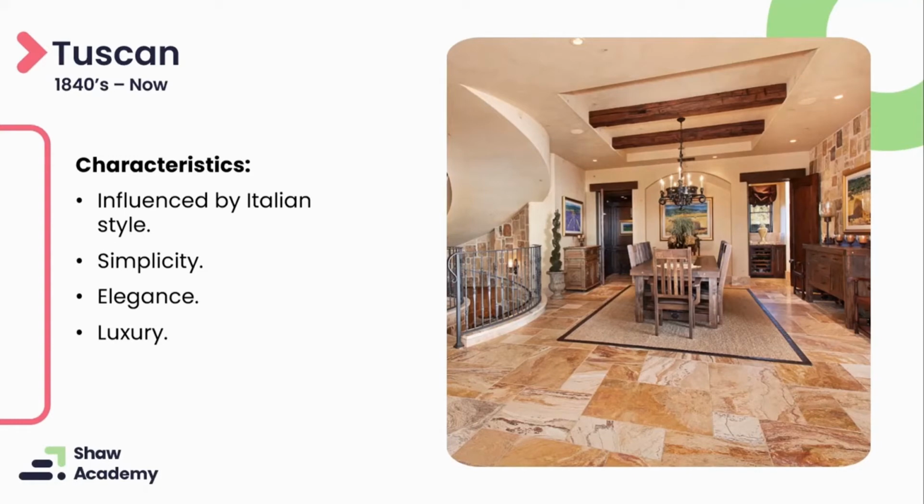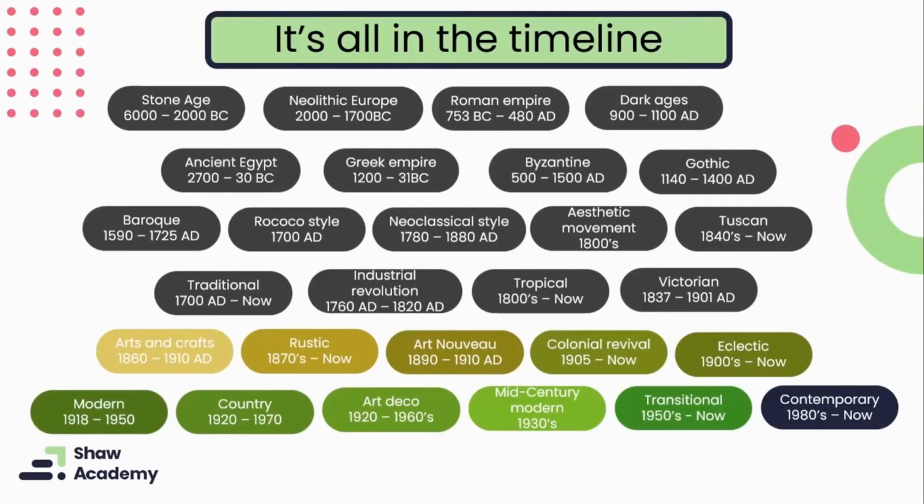Some of the characteristics we can see in this period included the following. It was influenced by an Italian style. It had incredibly simplistic features, elegant style, and luxurious interiors. The Tuscan style creates a sense of warmth and correct ergonomic placement within a space. As you can see in this example image, it's a really warm, comforting, and cozy space that the Tuscan style creates.